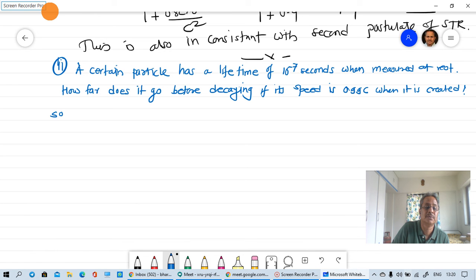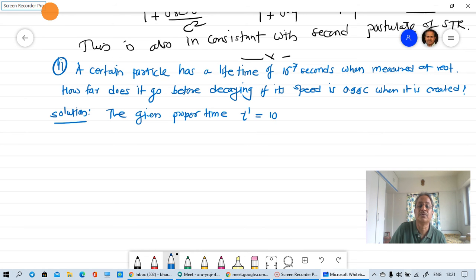Now, as usual, solution. The first statement gives you the proper time. The lifetime of that elementary particle is measured at rest. That means the measurement, observer and that particle are in the same frame. So that is the proper time. The given proper time is t prime equal to 10 raised to minus 7 seconds.